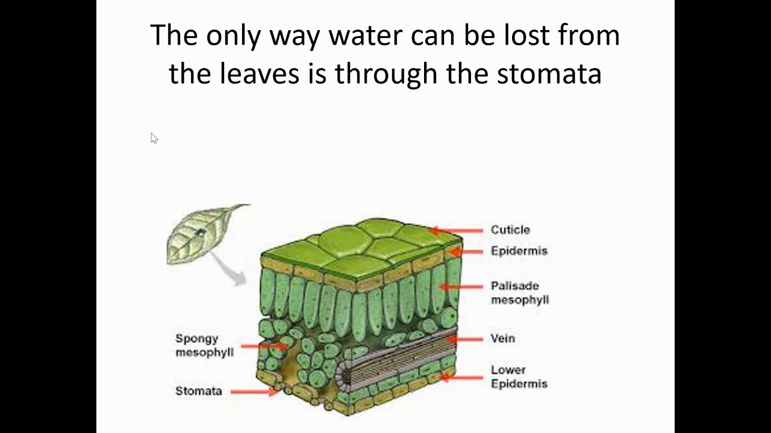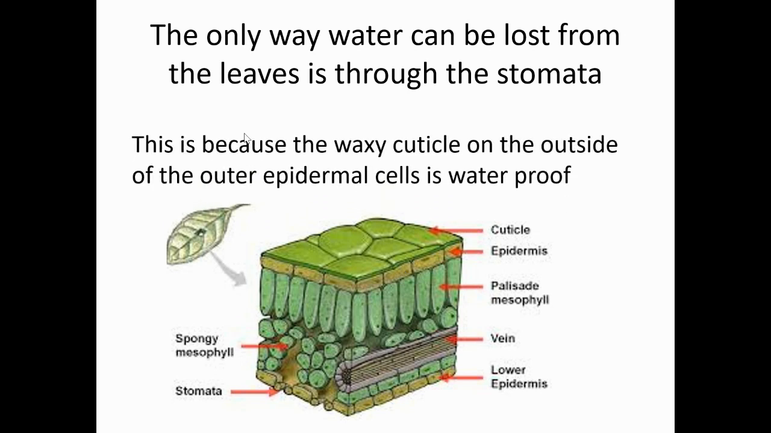The only way water can be lost from the leaves is through the stomata. Okay, so we know from the first lesson that the epidermis, which is kind of the skin layer of cells on the leaves, has on top of it a waxy cuticle. Now, some of you will know that wax is waterproof. The fact that it's a waxy cuticle means that the leaves are waterproof. The only place that water will leave the leaf from will be through the stomata, because it can't just seep through the skin because it's waterproof. The waxy cuticle on the outside of the outer epidermis cells is waterproof.